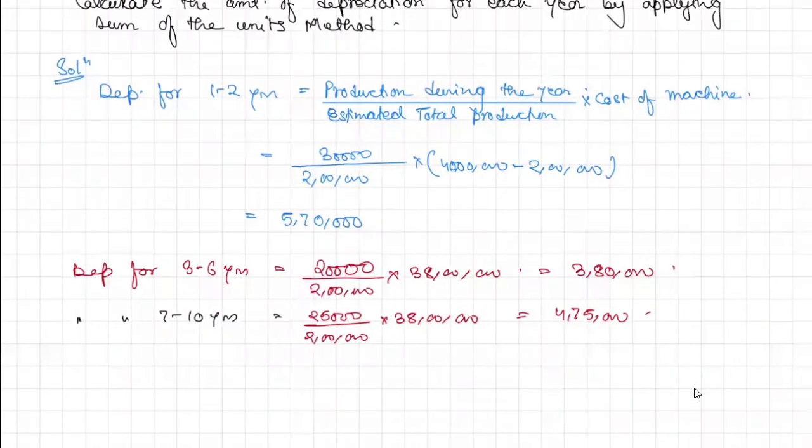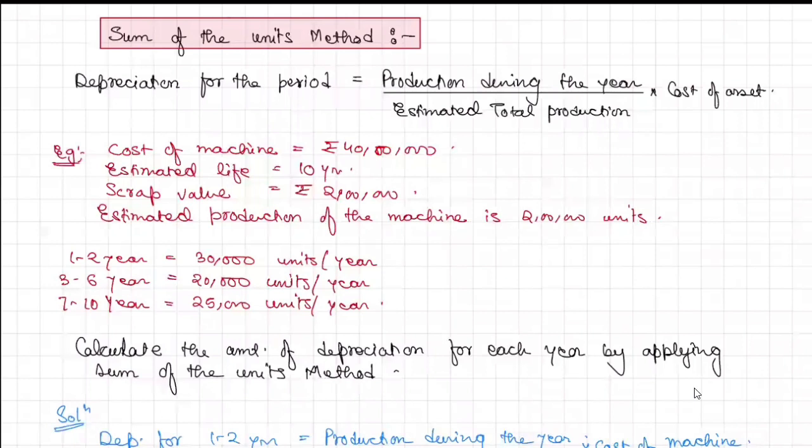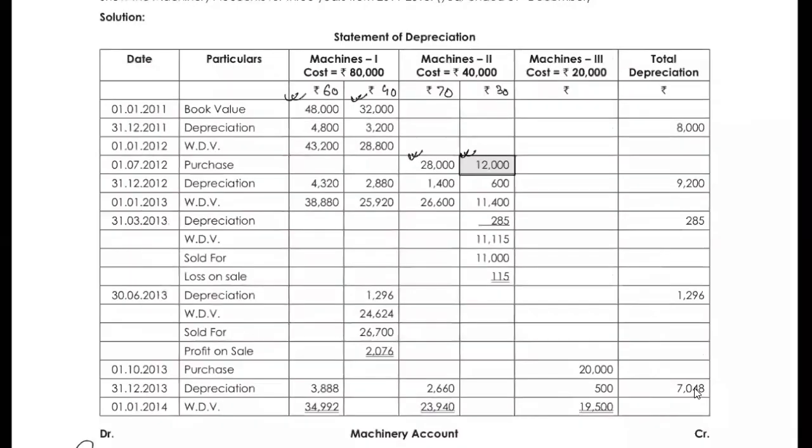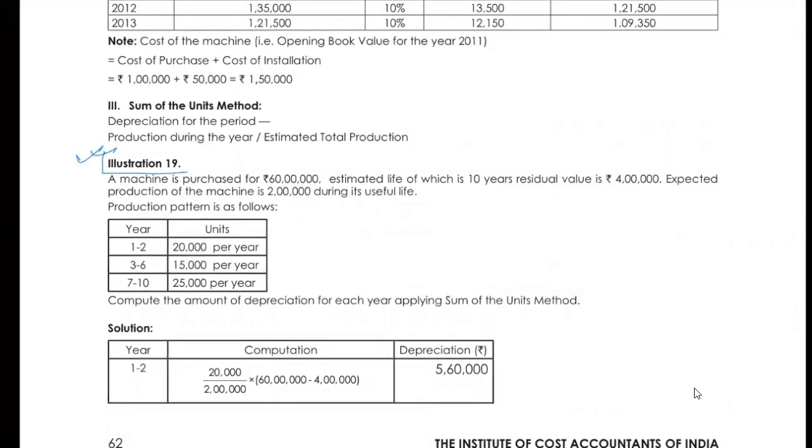So for the first year, the depreciation is 5,70,000. For the second year, the depreciation will be 3,80,000. And for the third year, the depreciation will be 4,75,000. That's all there is, and nothing more than that is there in your book. But when we read AS10, we'll read one more method, which we'll see as the time comes. If I now move on to the book, you will see that there is a similar example in illustration 19. So do this.